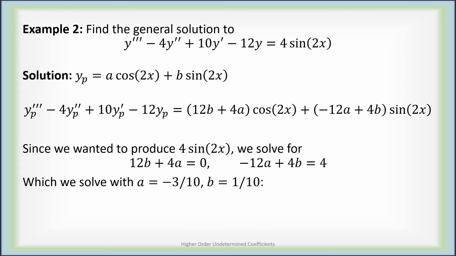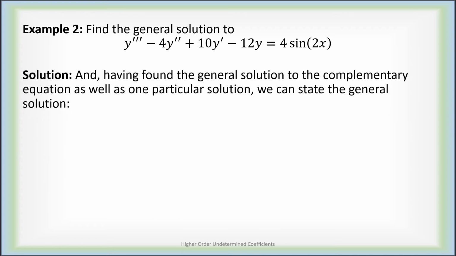We quickly are able to solve it using any technique you want, really. a is negative 3/10, b is 1/10. Therefore, yp is negative 3/10 times the cosine of 2x plus 1/10 times the sine of 2x.